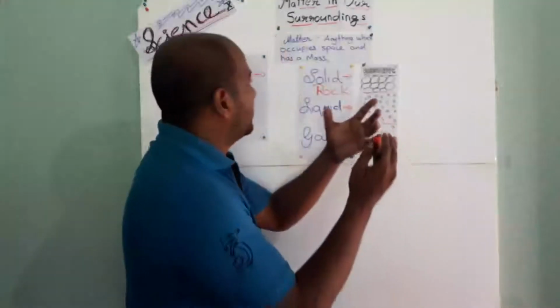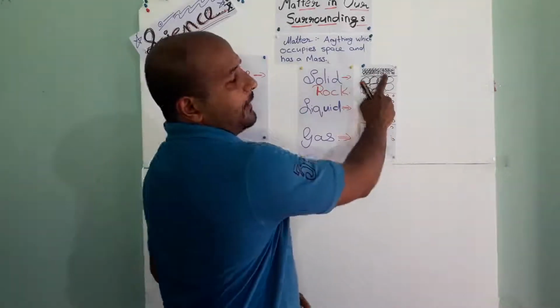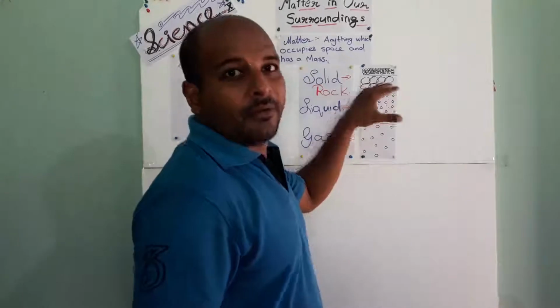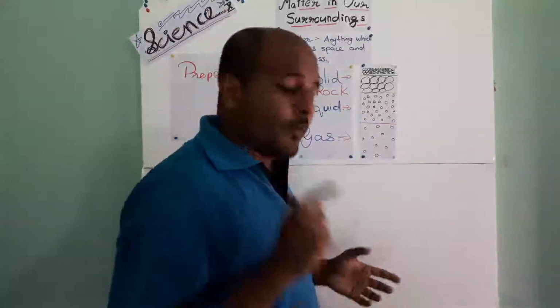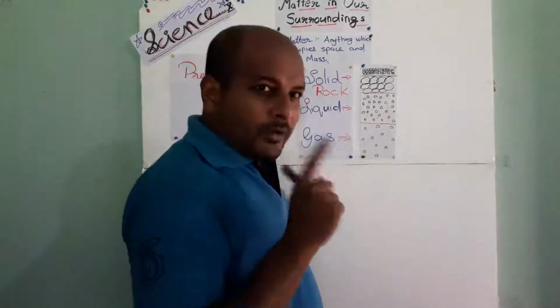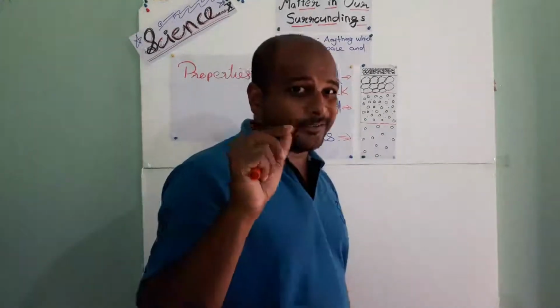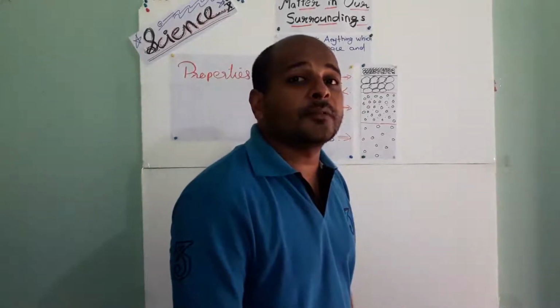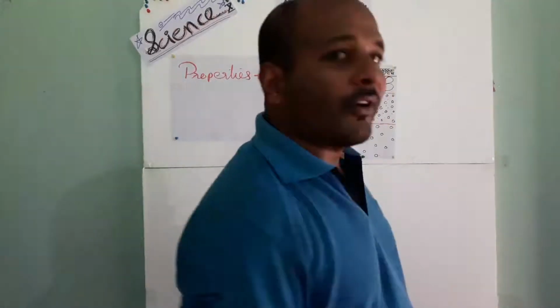Come here, let's see this. See, if we zoom into a solid, a piece of rock, with a microscope. What type of microscope? Not an ordinary microscope. If we want to see solid particles, these atoms and molecules, what type of microscope do we want to use? Of course, it is an electron microscope.